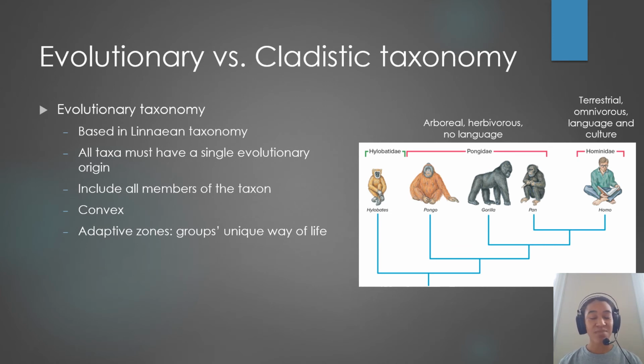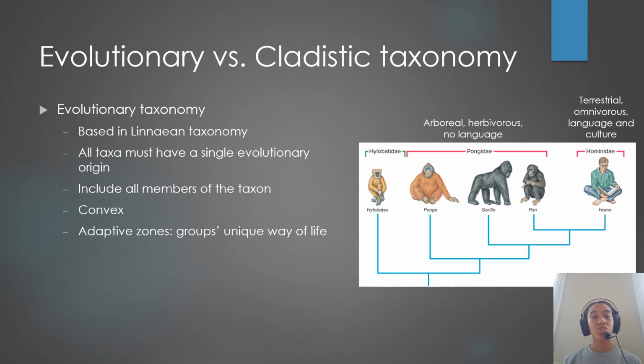Sorry, not episodes, I mean slides. So we're going to talk about some of the taxonomic techniques that are being used today, and how we end up with these paraphyletic and monophyletic and polyphyletic groups. First we're going to discuss the evolutionary taxonomy method.